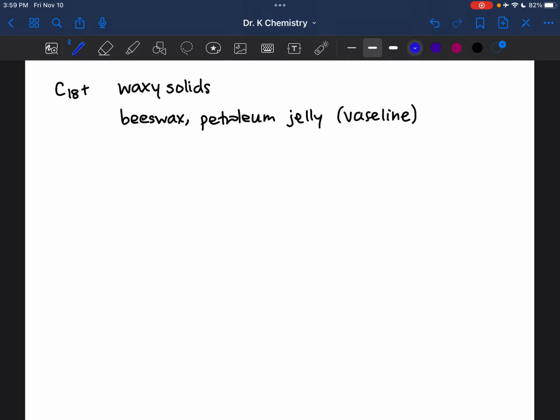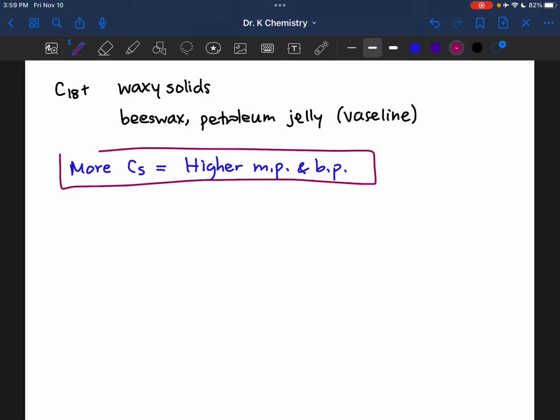All right, so in summary, more carbons means higher melting point and higher boiling point due to the fact that they have more dispersion interactions. Even though each dispersion interaction is weak, if you stack a whole bunch of them, they become collectively stronger.